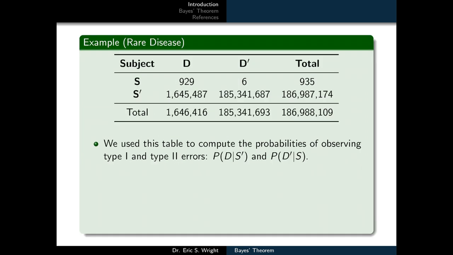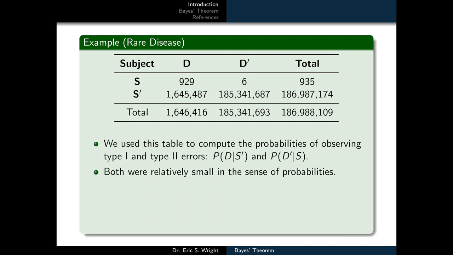To summarize, the rows of this table divided the population into people who actually had the syndrome and did not, and the columns divided the same population into people who were diagnosed as having the syndrome and those who were not. We used this table to compute the probabilities of observing type 1 and type 2 errors. These were the probability of D given S complement, or the probability of being diagnosed with the disease when you were in fact healthy, and the probability of D complement given S, or the probability of being diagnosed as healthy when you in fact have the disease.